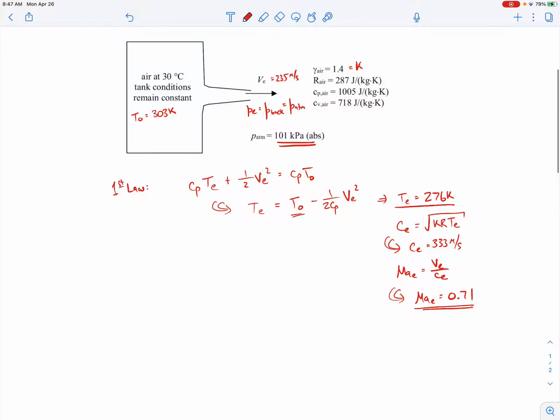So we have this isentropic relation, P_E over P naught is 1 plus (k minus 1) over 2, Mach number at the exit squared, all raised to the k over (1 minus k) power. So this is a relation for isentropic flow. Again, you can refer to the notes to see how it was derived, but we know the pressure at the exit is just the atmospheric pressure. Again, remember to use absolute pressures. And then the Mach number at the exit, we just solved for that. That was 0.71. So we can solve this for the stagnation pressure, or the pressure in the tank, and it comes out to be 141 kilopascals absolute.